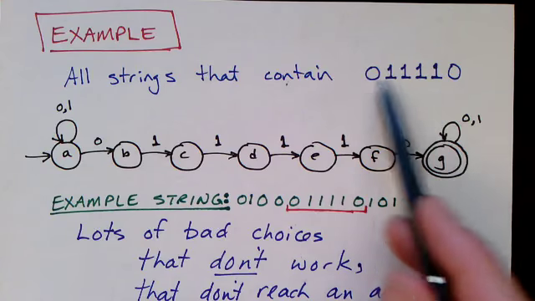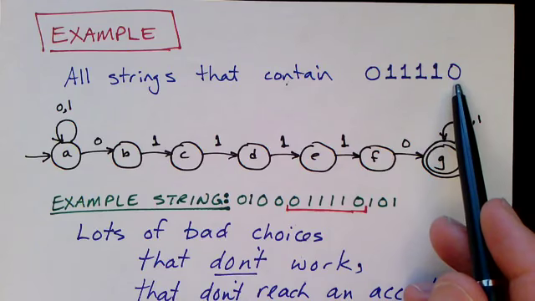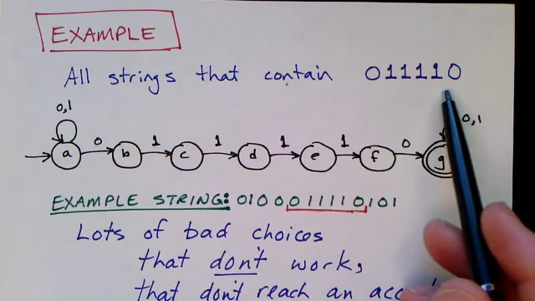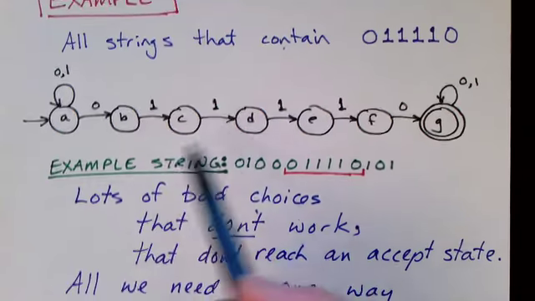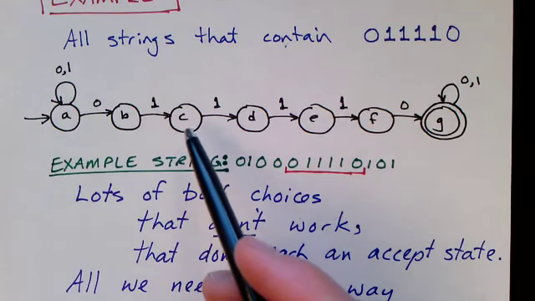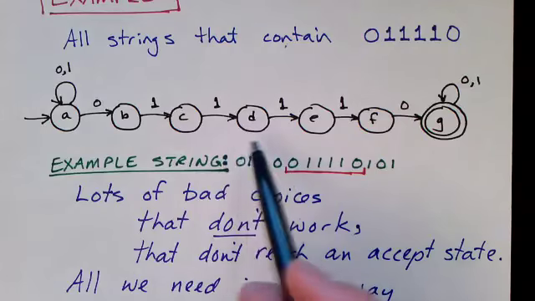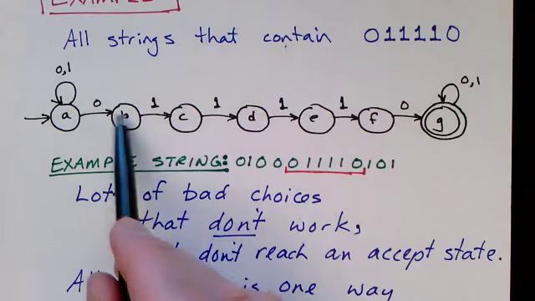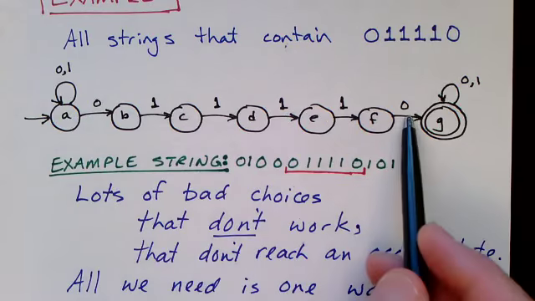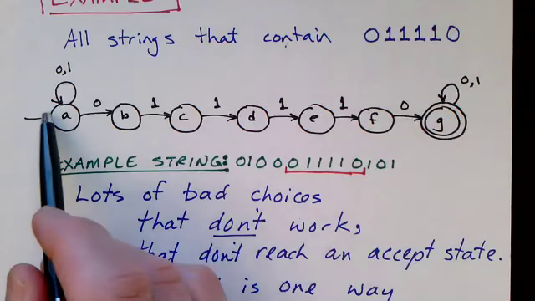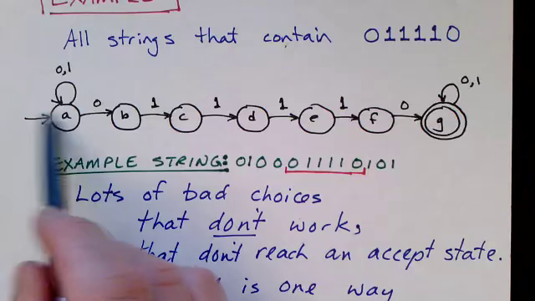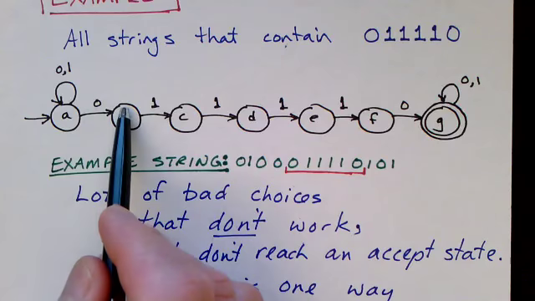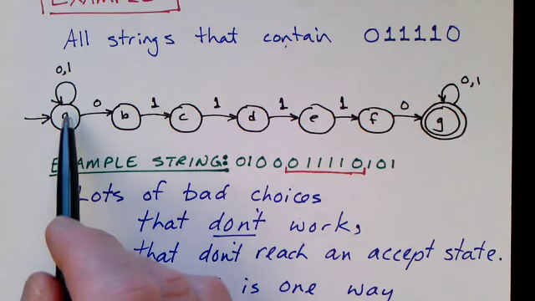So any string that contains this sequence of 6 symbols should be accepted and recognized as part of the language. And it's pretty straightforward to build a machine that does this if we have non-determinism. So here we see some transitions: 0, 1, 1, 1, 1, 0. But it's non-deterministic because if we get a 0 from our initial state, do we stay in the same state or do we move here? Or effectively we can do both.